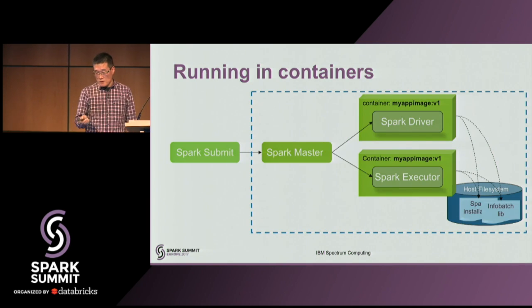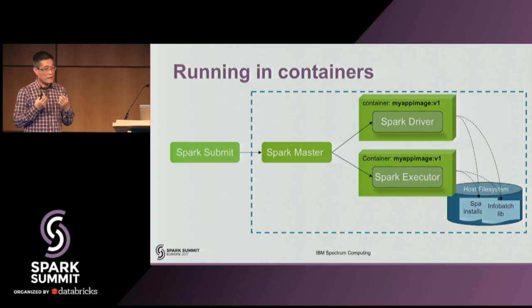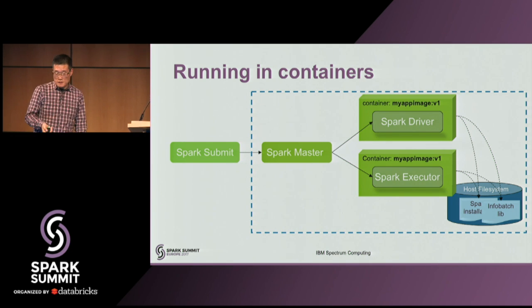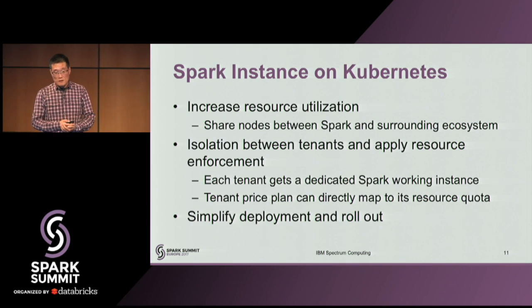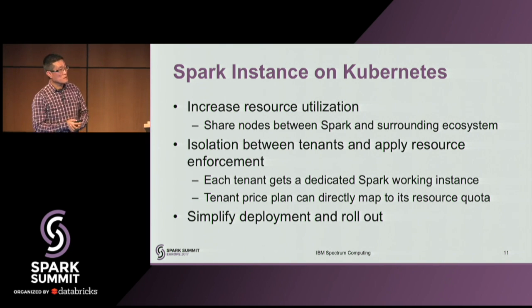From this diagram, actually, it doesn't really solve the file system level dependency conflicts. It just solves that you can put your application level dependency into your image, but you still rely on the host file system most of the time. So the next stage is we think about whether we can move the entire Spark instance into Kubernetes.